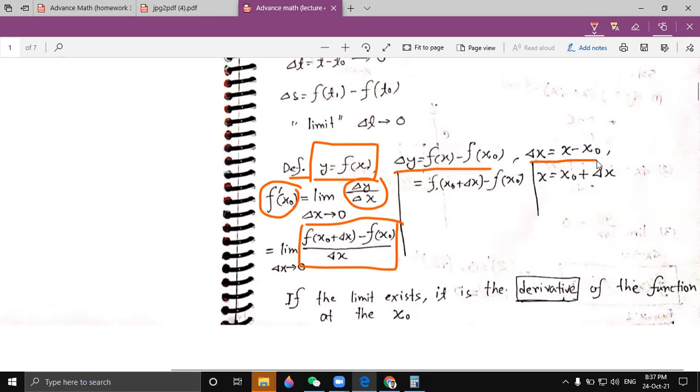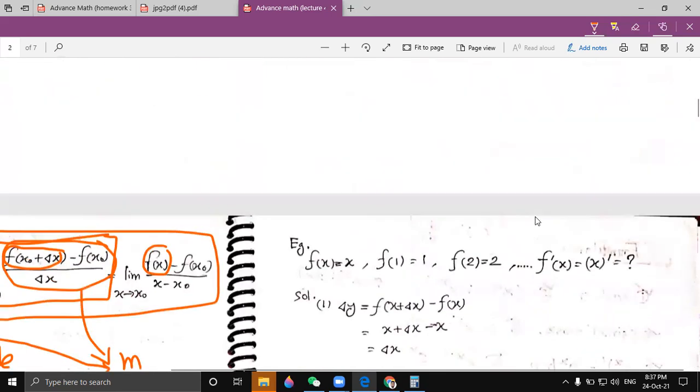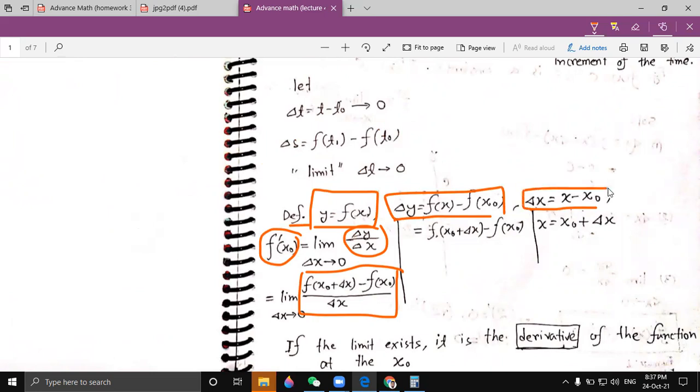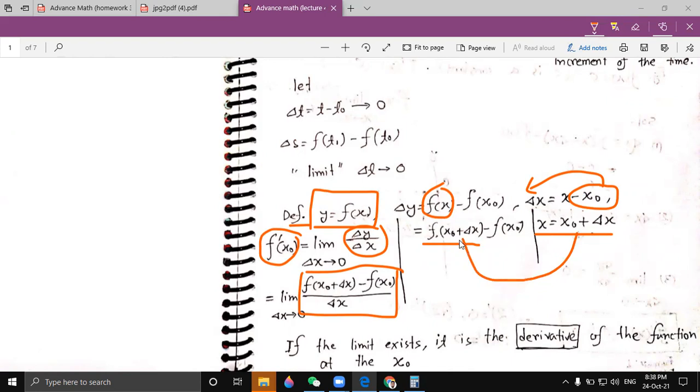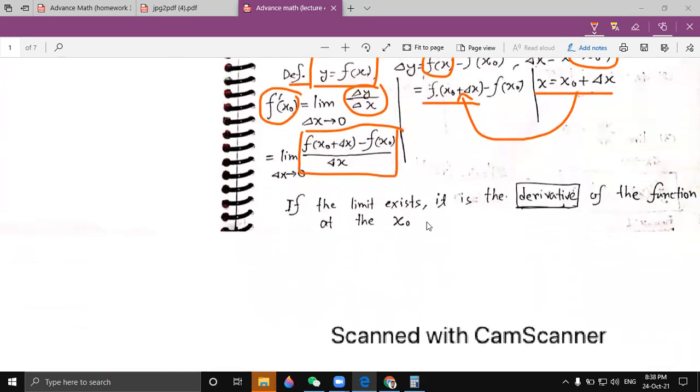This is del y and this is del x, right? I have already shown these things here. So this part is similar to this part. This is our del y and this is our del x. And f of x will be f of x naught plus del x. Because if you keep x on the left side and move x naught from right to left, then you get x is equal to x naught plus del x. That's why I put it here. f of x naught plus del x minus f of x naught. If the limit exists, it is the derivative of the function at the x0 point.